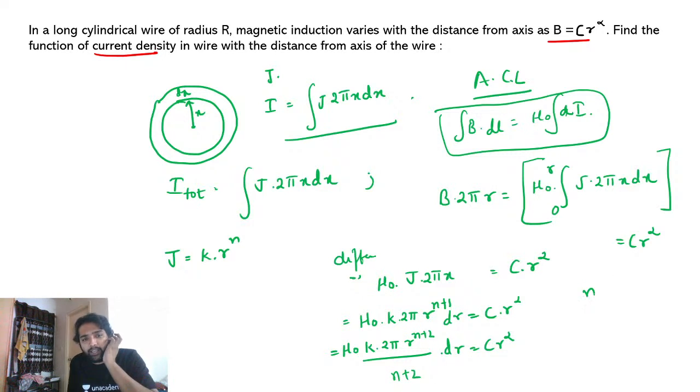So from here, n plus 2 will be equal to alpha. So n will be equal to alpha minus 2.